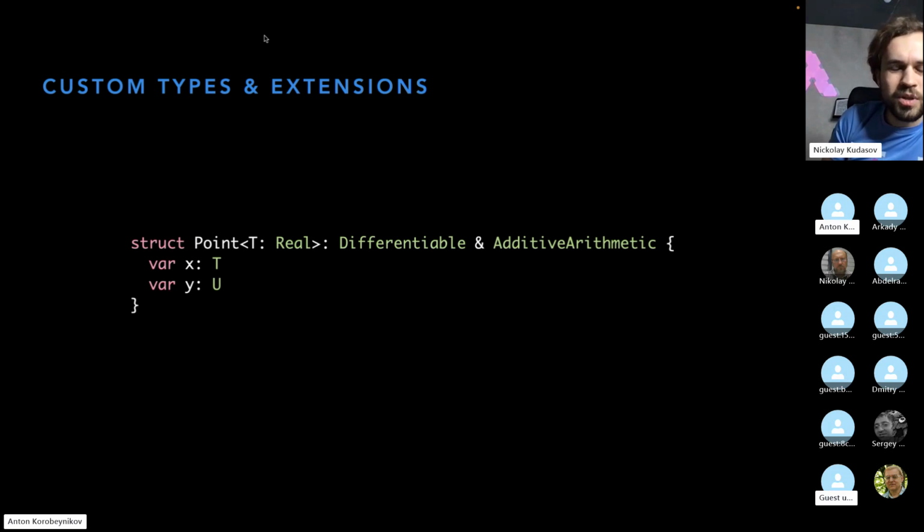I think the question is, what is type U? Well, here it's not defined, right? But it could be either some defined type, or it could be a generic type if you put it into the Point definition. Okay. All right, thanks.